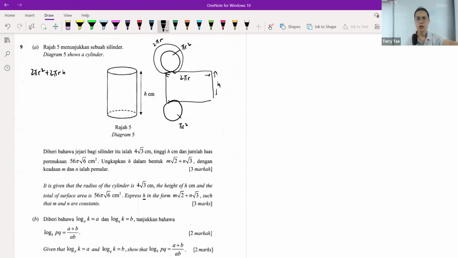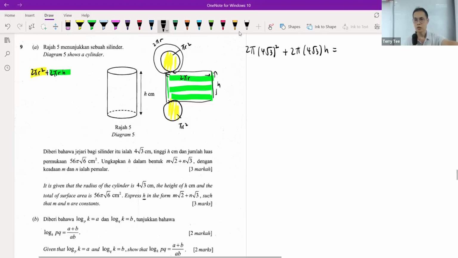The height of the cylinder is h. That's why if you add these two circles, pi r squared plus pi r squared, you get your 2 pi r squared. Then you take the curved surface area: 2 pi r times h, you get 2 pi r h. So your total surface area is 2 pi, your r is 4 root 3, you square it, then you add 2 pi times 4 root 3 times h. Your area is 56 pi root 6.